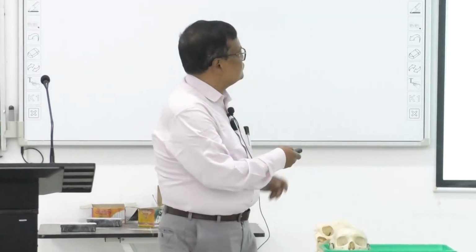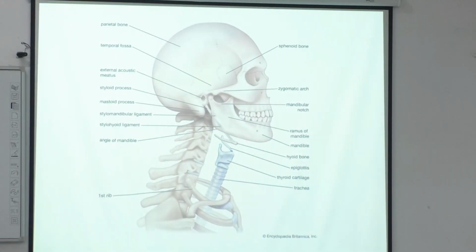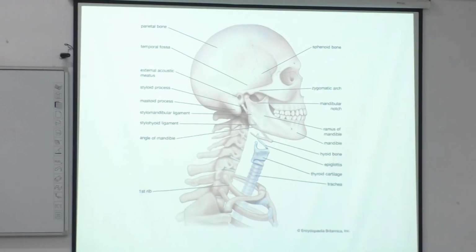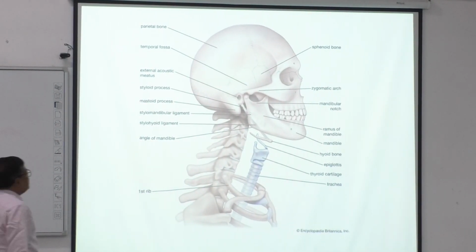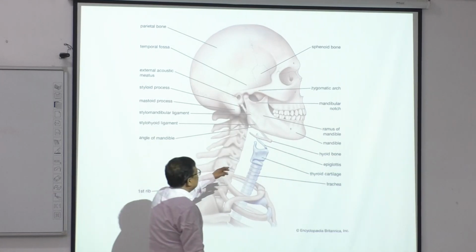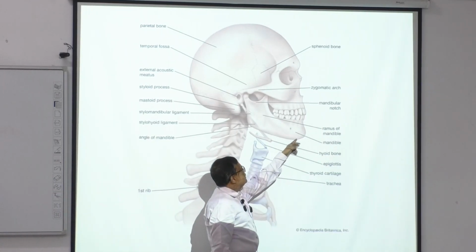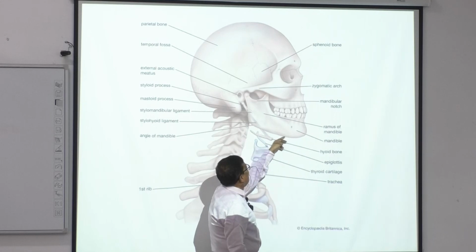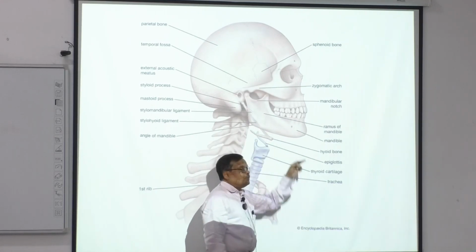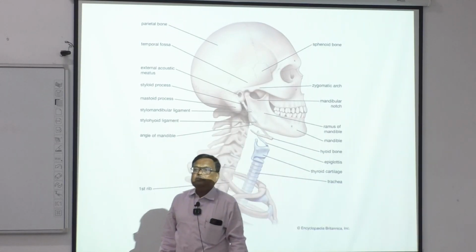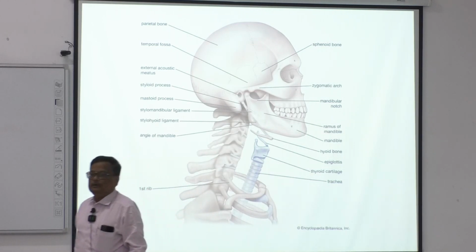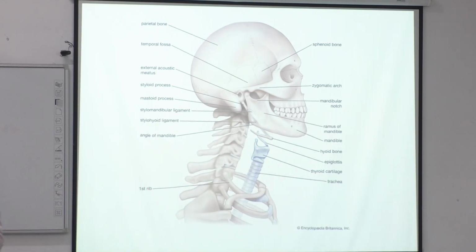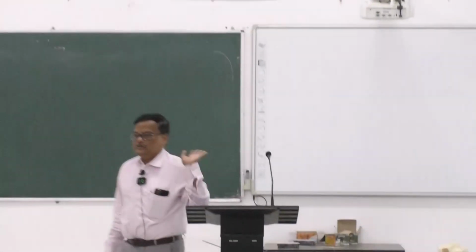Next, some idea about the bony structures, otherwise you cannot proceed. So, I have described this. It is the lateral view: symphysis menti, angle and lower border of the mandible. Lower border of the mandible, another name is the base of the mandible. Base of the mandible is equal to lower border of the mandible.